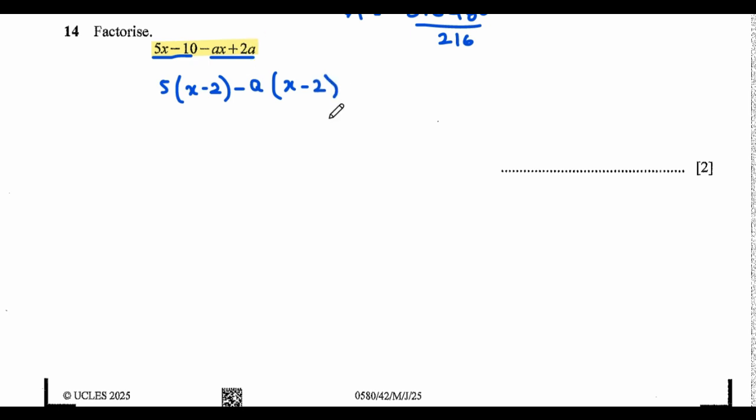Now x minus 2 and x minus 2 are both the same, so I'll take x minus 2 common again, and I will be left with 5 minus a in the other bracket. So this is the factorized form of this expression.